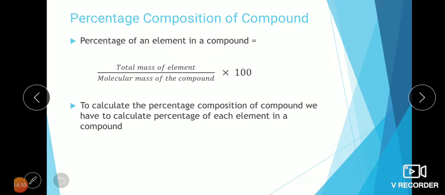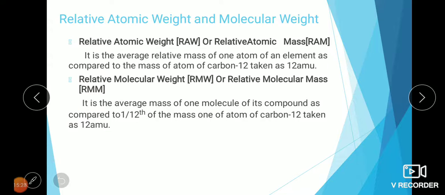The next thing, which is more important, is percentage composition of a compound. Now how can you calculate the percentage of an element in a compound? On the screen we have the formula: percentage of an element in a compound is equal to total mass of element upon molecular mass of compound into 100. But before teaching you numericals on percentage composition, I want you to understand how to calculate the molecular mass of a compound. Now let's take one example like water.